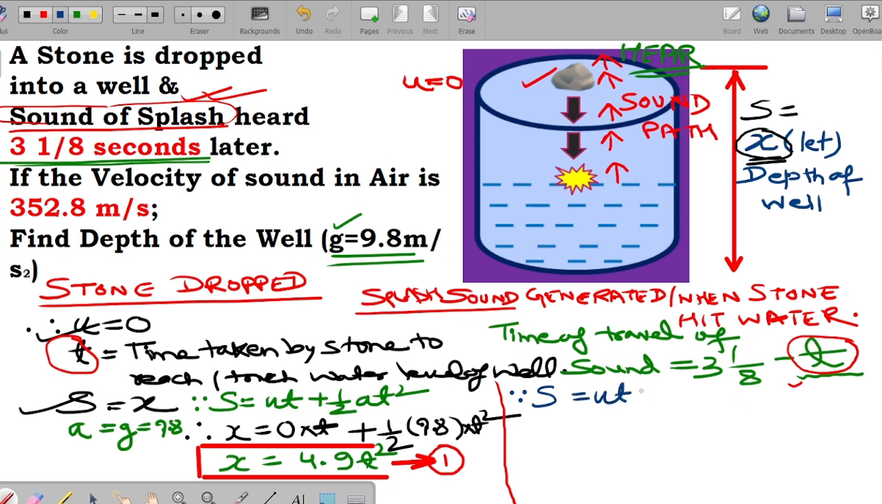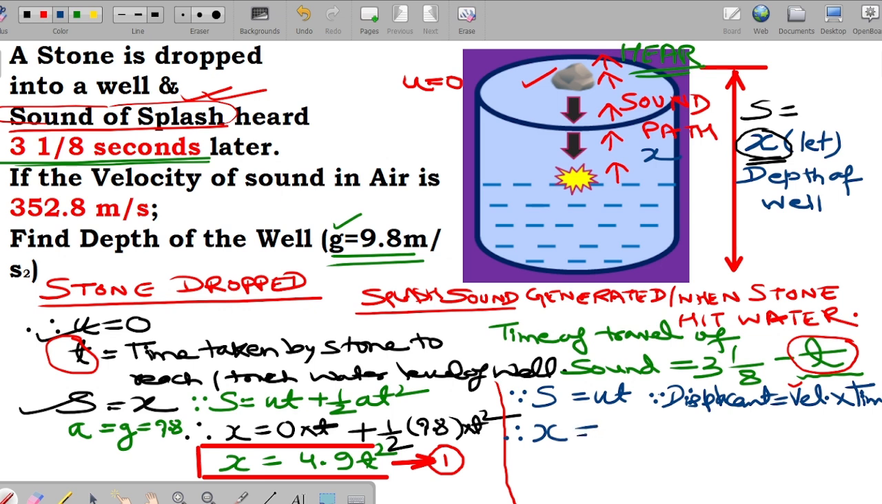Where u is the velocity and t is the time, right? So when we are considering the second part of the numerical, that is the journey of sound, from when it started till the time it reaches our ear, it will travel with a velocity of 352.8 meter per second, because that is the velocity of sound in air as given, right? And after the stone hits the water level, the sound will be generated and it will only travel in the air, not in the water, right? So here we consider the velocity of sound in air, right?